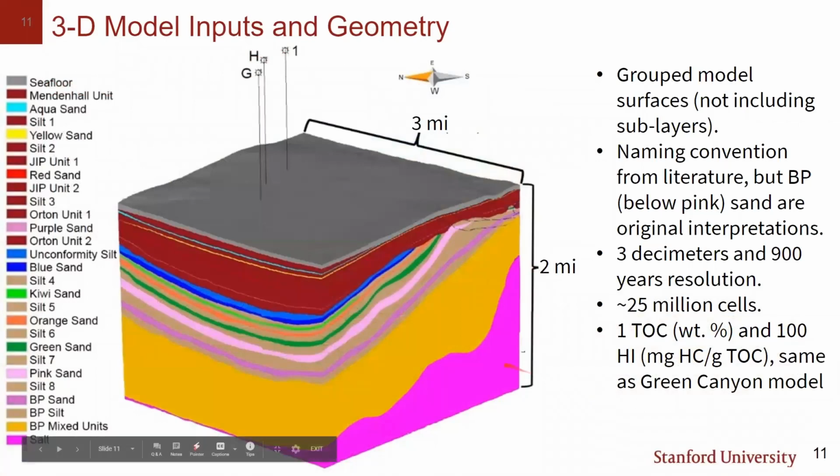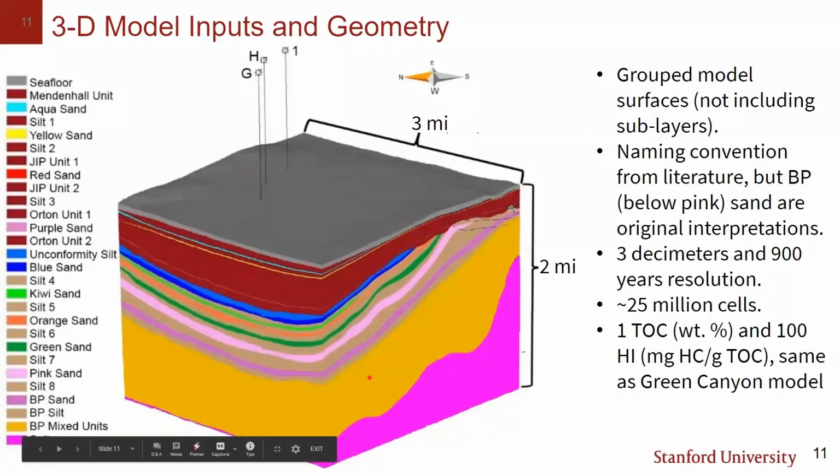Here's an overview of the 3D model inputs and geometry. This is grouped surfaces, so we actually have a resolution of about 3 decimeters and 900 years resolution through time. The naming comes from the literature for the upper half of the sediment in this model. So basically, it has been named all the way down to the pink sand found here, and then we went ahead and interpreted the sediment that is deeper than that.